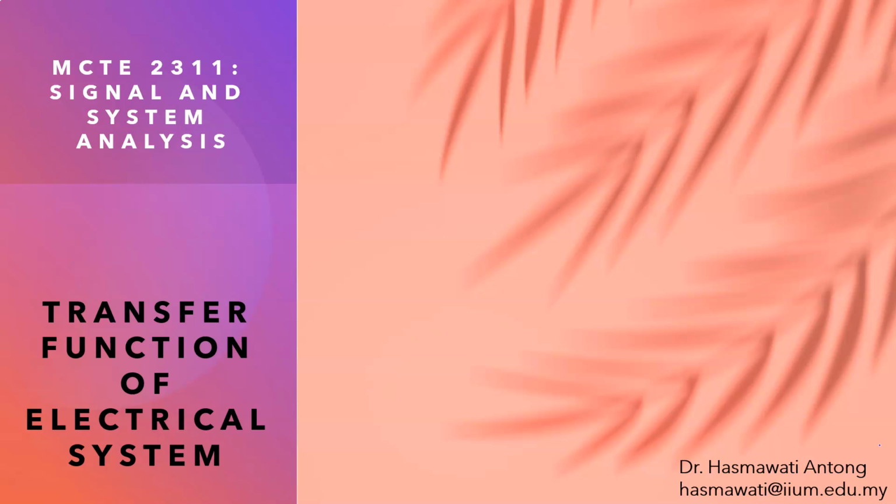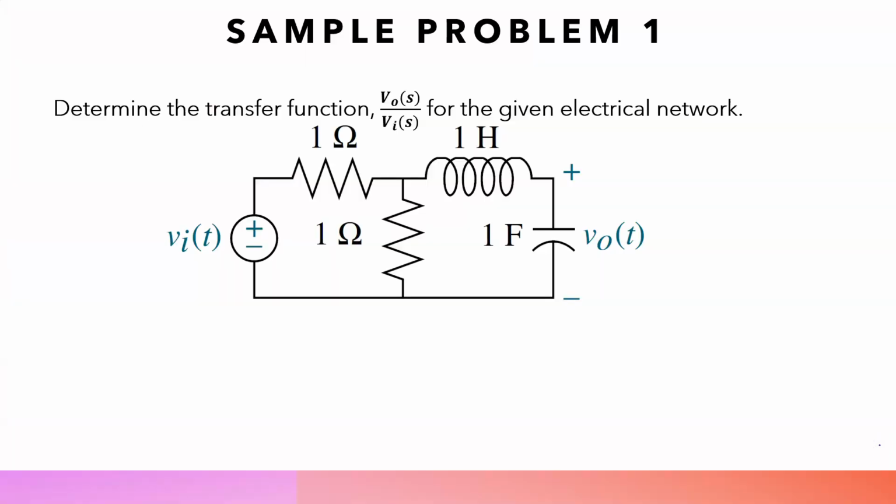In this video, I will show you how to determine the transfer function of an electrical system. When you are given the electrical circuit, for example, in this question, you are given this RLC circuit. Vi is the input, Vo(t) is the output, and the question asks you to determine the transfer function Vo(s) over Vi(s) for this electrical circuit.